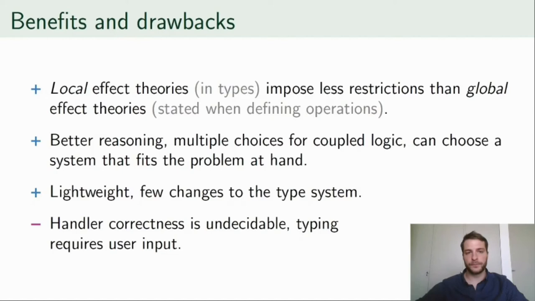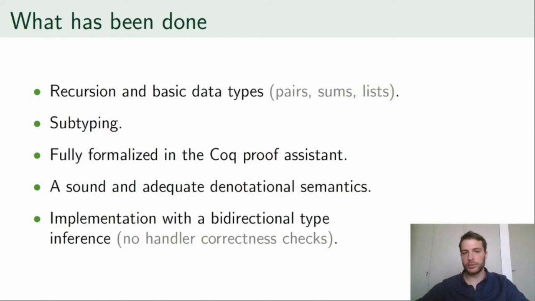Since the paper was published, we have made some considerable advancements. We have extended the language with recursion and some basic data types, just products or lists. We also included the non-trivial extension of subtyping, which greatly improves the usefulness of the language. All of this has been formalized in the Coq proof assistant alongside some smaller examples. And we also constructed a sound and adequate denotational semantics, which takes into account all the aforementioned extensions.